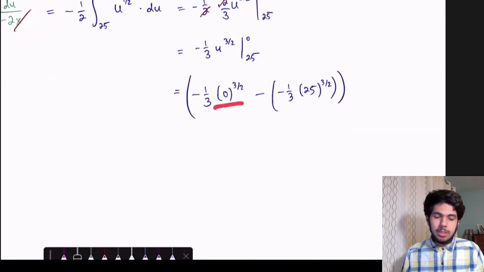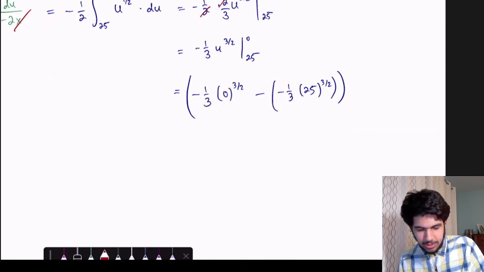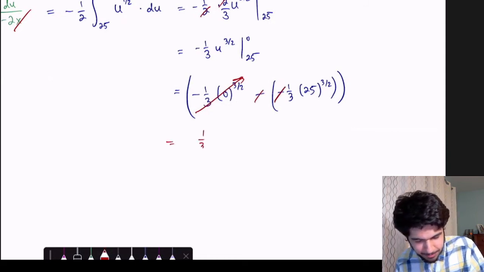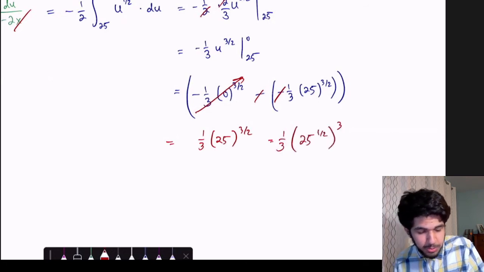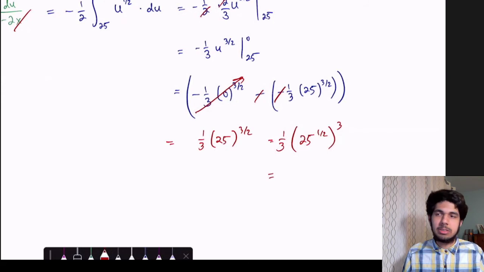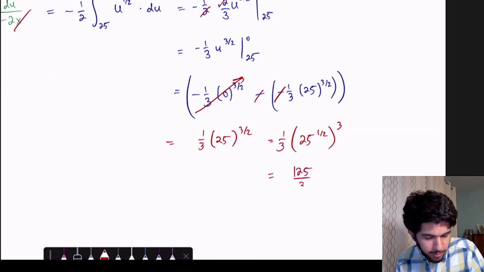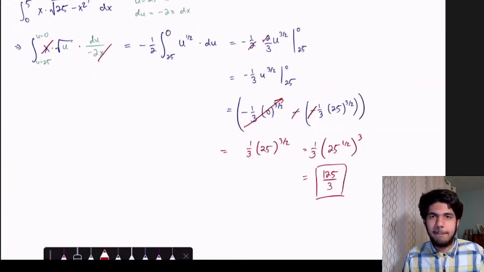Okay, well 0 to the 3/2 is equal to 0, so this entire first term will go to 0. And then the negative signs cancel each other out. So now we're just left with 1/3 25 to the 3/2, which we can rewrite as 25 to the 1/2 cubed. So 25 to the 1/2 is equal to 5, just the square root of 25. And then we're cubing that, so that would be 125. So this is equal to 125 over 3. And that's our answer. So a nice little u-substitution problem right there to round things out.